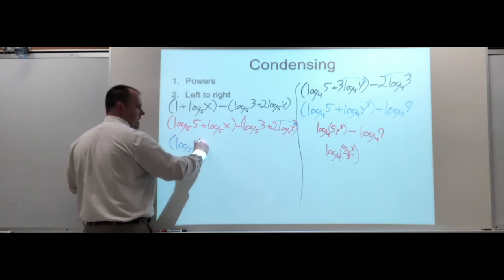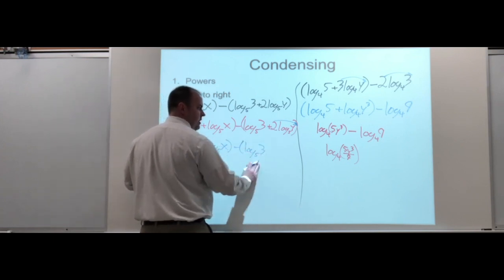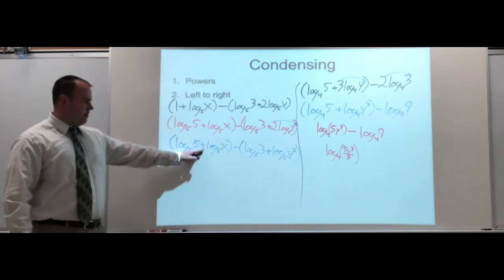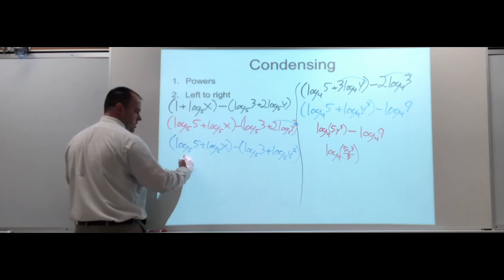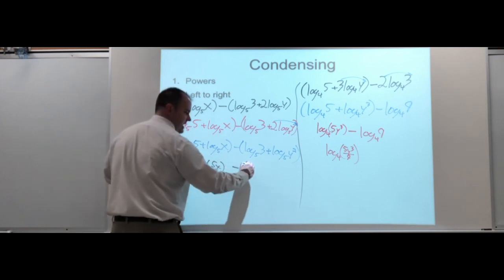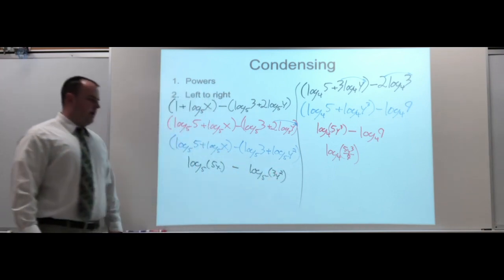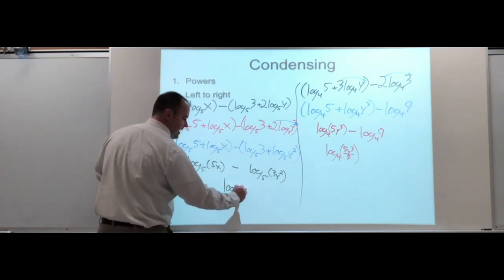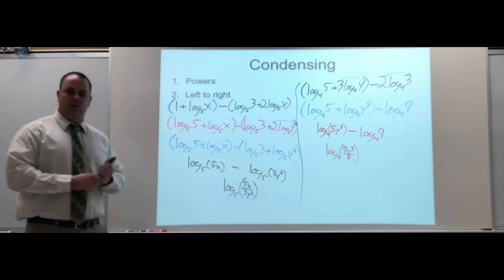Log base 5 of 5 plus log base 5 of x minus log base 5 of 3 plus log base 5 of y squared. And now we have inside the parentheses, we have a plus. Over here we have a plus, so that's two product rules we're going to put together. Log base 5 of 5x, that's this first set of parentheses, minus log base 5 of 3y squared. And now we have two logs, putting them together. Subtraction's in the middle, so it's the quotient rule. Log base 5 of 5x over 3y squared. And there's our single log function.